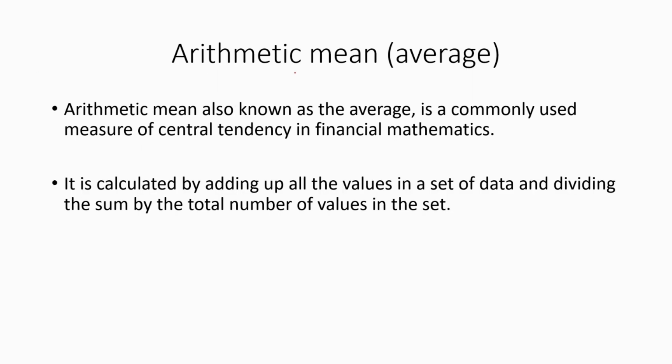Now let's talk about financial mathematics, arithmetic mean. This is also known as the average. Arithmetic mean, also known as the average, is a commonly used measure of central tendency in financial mathematics. It is calculated by adding up all the values in a set of data and dividing the sum by the total number of values in the set. This total number of values in the set is the total frequency.